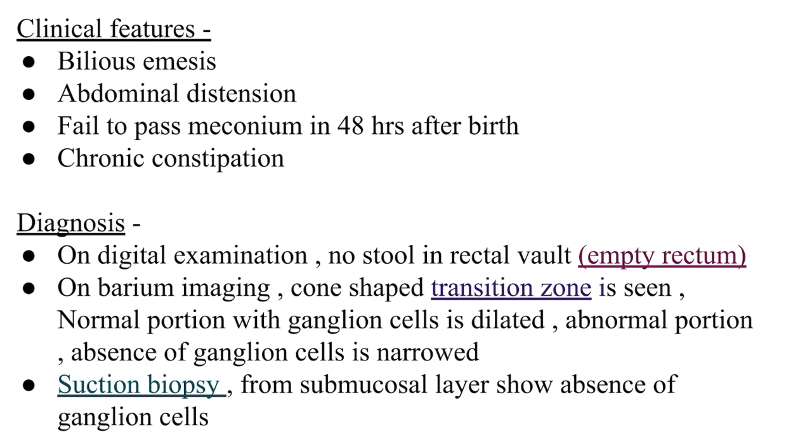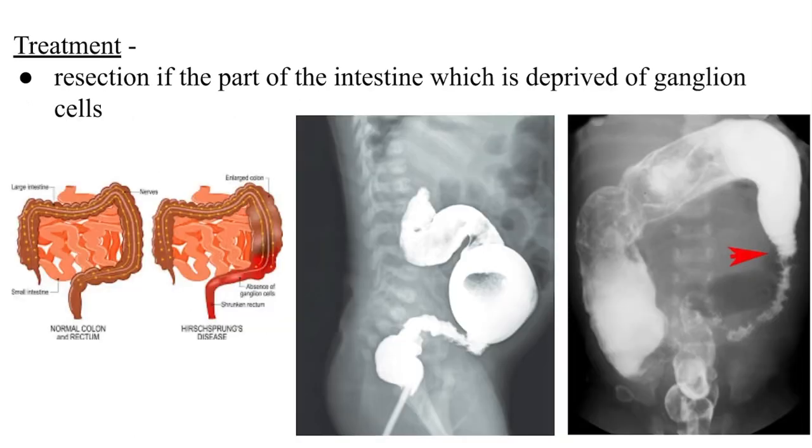Coming to the diagnosis, on digital examination of the rectum, you can see an empty rectum. Why? Because the obstruction is at the level of the intestine. The baby will not pass stool into the rectum. That's why there will be no stool in the rectum. Right? On barium imaging, you can see the specific cone-shaped transition zone. This transition zone can be seen on the X-ray.